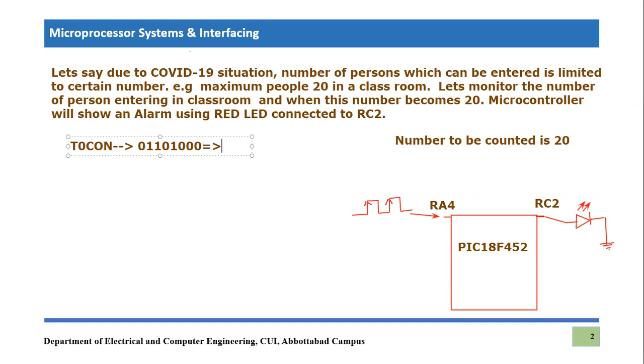So if I convert it into hexadecimal, it becomes 0110, that means it is 6, and 1000, that means it is 8 hex, right? So the value for timer 0 control is equal to 68 hex.